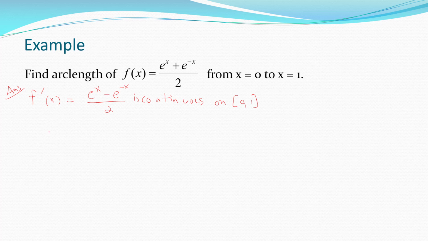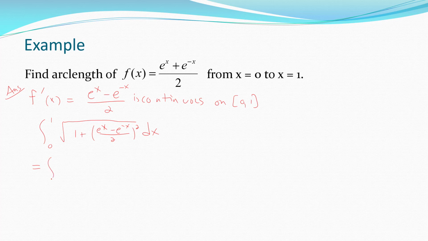So I'm allowed to find the arc length by the formula I gave you. So my arc length will then be the integration from 0 to 1 of the square root of 1 plus that derivative, (e^x − e^(−x))/2, squared, dx. No clever substitution is going to help us this time. We're going to have to just multiply that out.